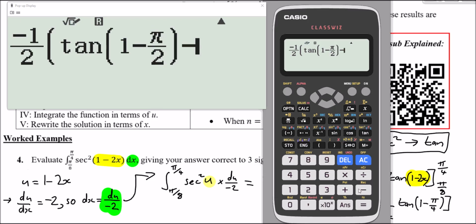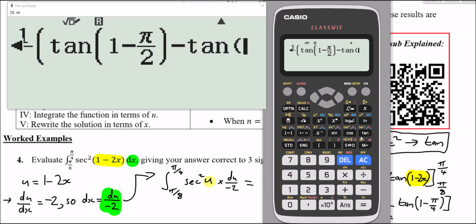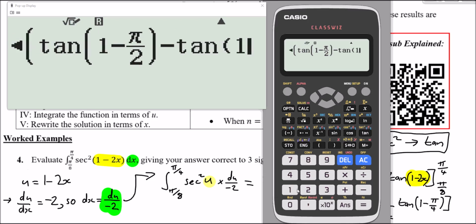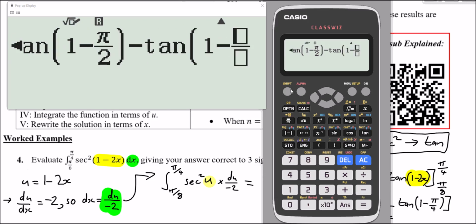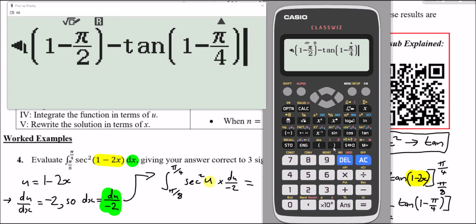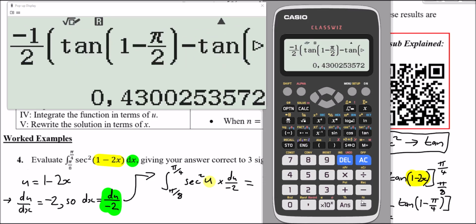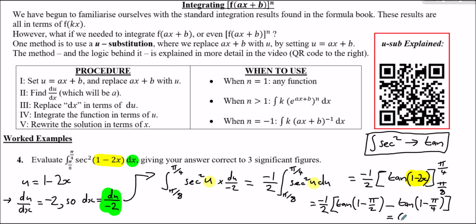Then minus tan of 1 minus pi over 4. Close brackets again, and we should get 0.4300 and so on and so on. But because we want it to 3 significant figures, we're going to curtail it at 0.430. So our solution is 0.430.